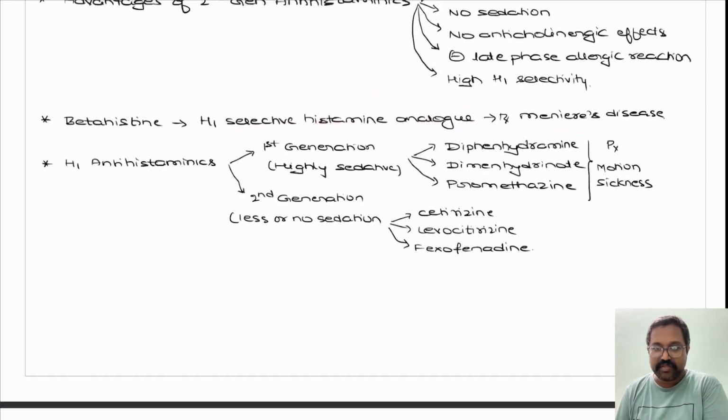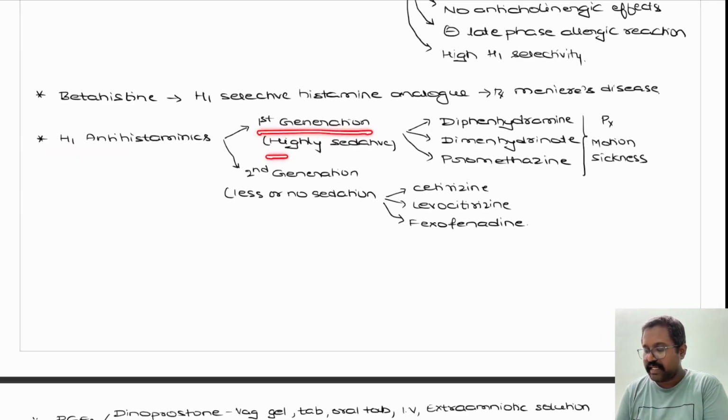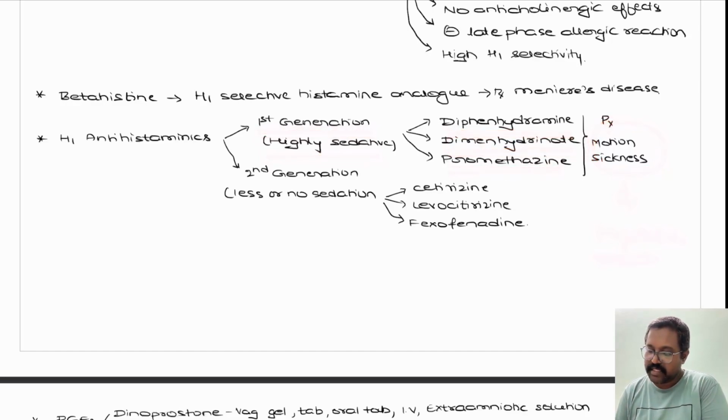We have a classification to remember for the H1 antihistaminics. The first generation drugs are highly sedative since they cross the blood-brain barrier. We have diphenhydramine, dimenhydrinate, and promethazine, and these have strongly anticholinergic action. They can also be used in the treatment of motion sickness. For motion sickness, the drug of choice is hyoscine. And second generation drugs are less sedative because they do not cross the blood-brain barrier. The examples are cetirizine, levocetirizine, and fexofenadine.